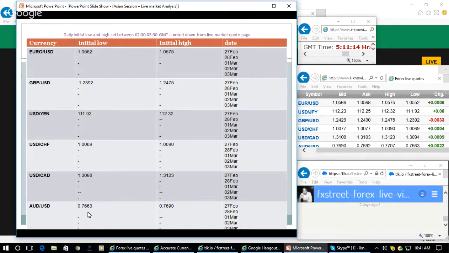In Australian dollar, 0.7663 is the low and 0.7690 is the high. They just breached and went up to 0.7707 and are holding above the initial high, 0.7690. So now you can understand how they handle the commodity pairs to start with.